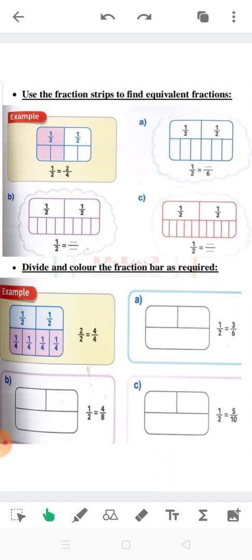Let's see the next. Use the fraction strips to find equivalent fractions. Here we have 2 and we have 6 in the bottom. Look here, I've got 6 in the bottom. I need an equivalent fraction to a half. I have 6 in all, so I will divide 6 divided by 2 equals 3. So I will color 3. I put 3 in the top and I will color 3 parts. Okay.